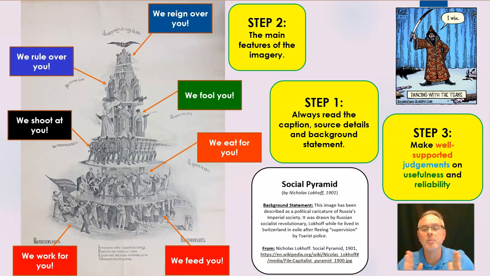The Social Pyramid by Nicholas Lokoff in 1901 is a reliable source because it reflects the ideas of, the imagery of. It reflects an understanding of Russian society that is hierarchical, feudal in nature, unjust, unfair. Think about how you might frame that reliability. What corroborates it? Who else says anything that reflects what Lokoff is saying?